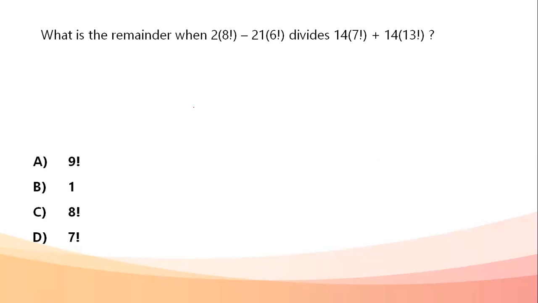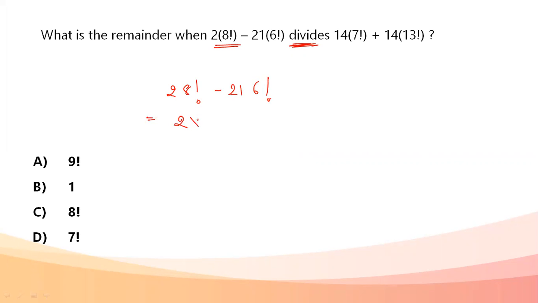Next question. What is the remainder when 2 into 8 factorial minus 21 into 6 factorial is divided by 14 into 7 factorial plus 14 into 13 factorial? Okay, so first let's see what the dividend is and how to operate on it. 2 into 8 factorial minus 21 into 6 factorial is given to us. I'm going to split it in this way. I'm going to do a little splitting.